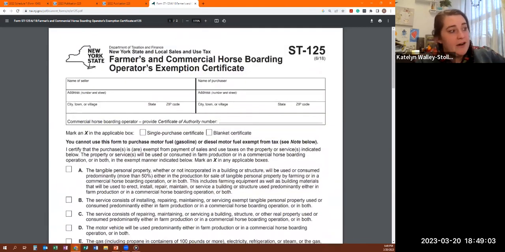You file this with the vendor and you can select if it's a single purchase or a blanket certificate. Most of the time you select blanket certificate, particularly if it's a business that you're continually buying stuff from. So if you buy all of your maintenance supplies for your farm equipment from a specific vendor, you file this once with them and just select blanket certificate. The best thing that I do is print this out and leave several copies in the glove compartments of all of our vehicles. So if we end up someplace where we don't have an ST-125 on file, I can fill this out really quickly and leave it with the vendor and not have to pay sales tax on that purchase.